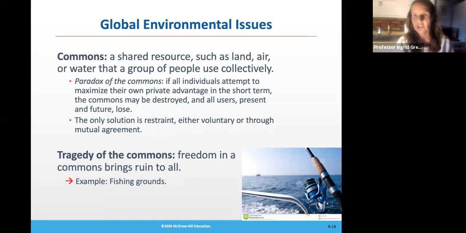So if we fish less, then we have more fish, right? And the tragedy of the commons is that the freedom in a commons brings ruin to all. If we just let everybody have free reign of fishing, then everybody loses, unfortunately. So there have to be some common grounds as to how we work with these commons. No pun intended.